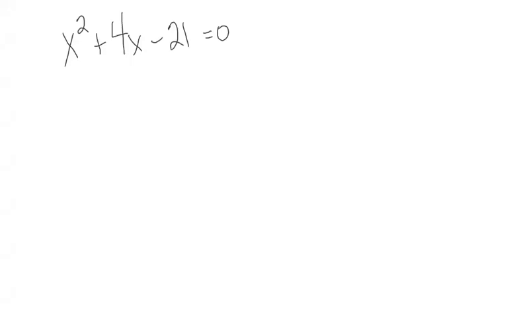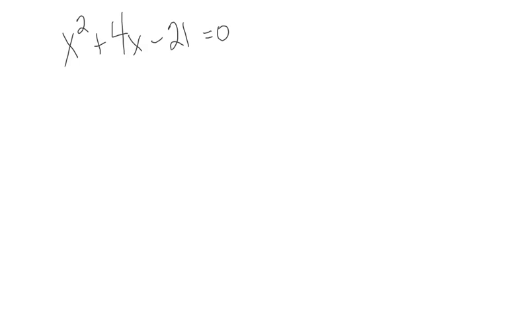We are going to solve the quadratic equation by factoring. x squared plus 4x minus 21 equals 0. What we're trying to do here is figure out what value of x is going to make this equation true. So we want to begin by factoring our equation.